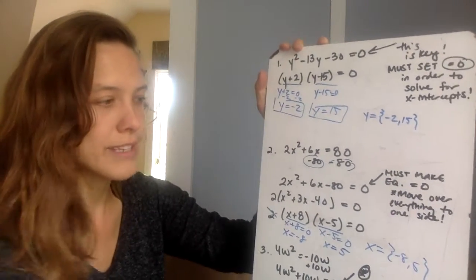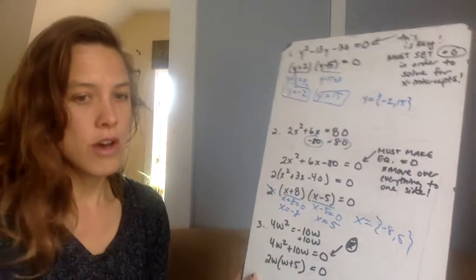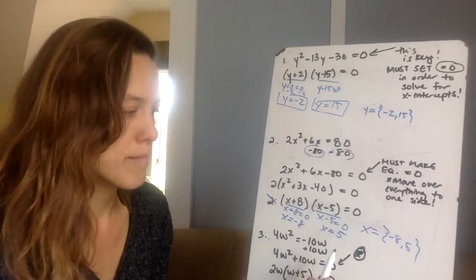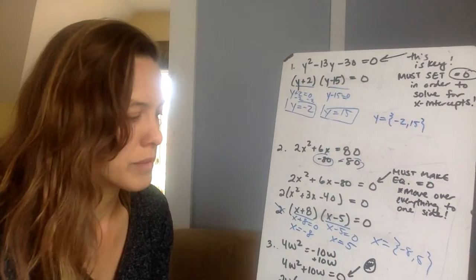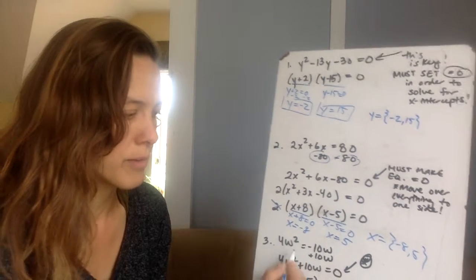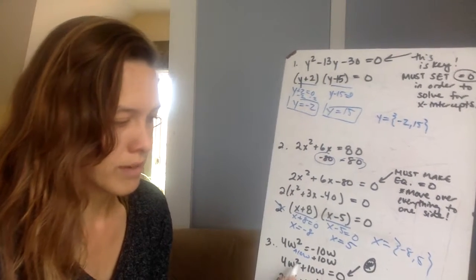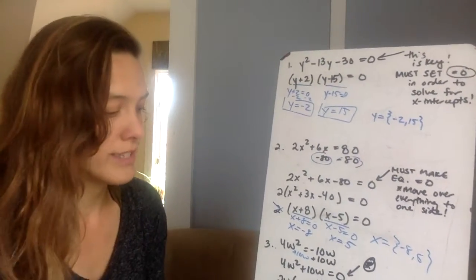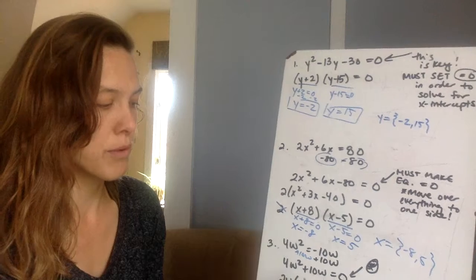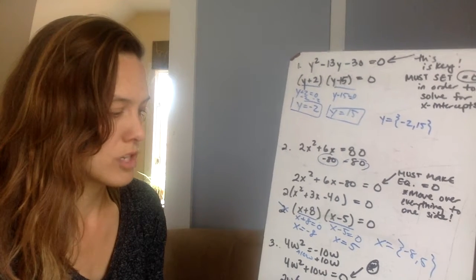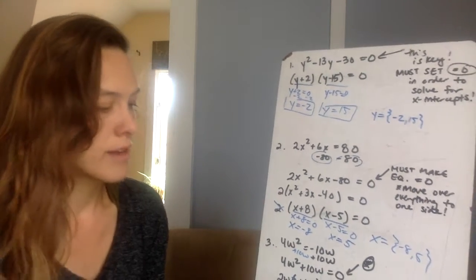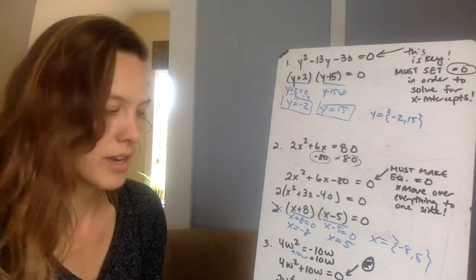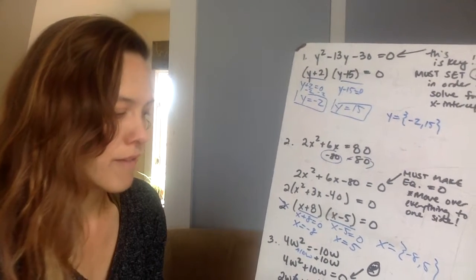All right, number 3 is a different example. First step, I must move everything over to one side and set it equal to 0. So I'm going to add 10w to both sides. And I get 4w squared plus 10w equals 0. Now, again, look for a GCF. So 2w goes into both of these, and I'm left with 2w plus 5. 2w times 2w is 4w squared, 2w times 5 is 10w. And now I can set both of these equal to 0.